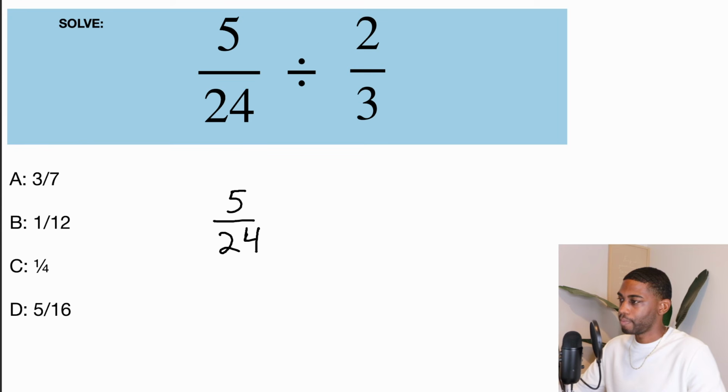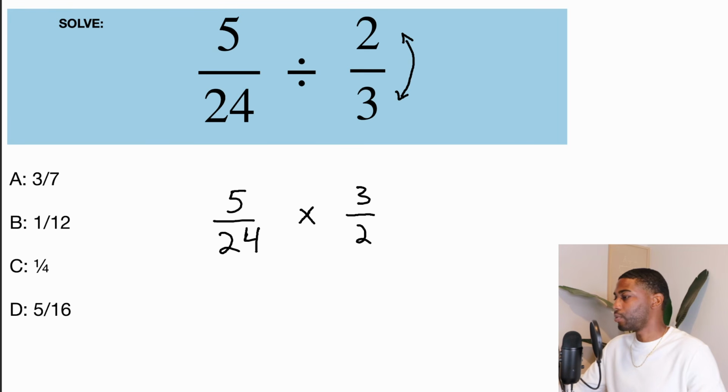2/3. So we keep the first fraction, and now we have to multiply by the, if y'all remember the word, go ahead and comment in the comment section down below. We're gonna multiply by the reciprocal, meaning we flip the second fraction. So instead of 2 over 3, we're going to flip it upside down and put 3 over 2.